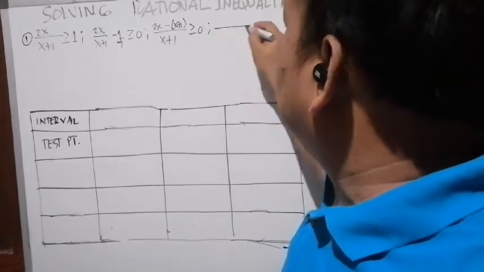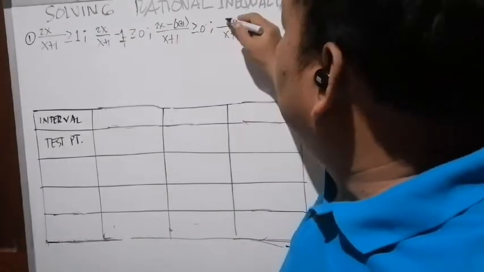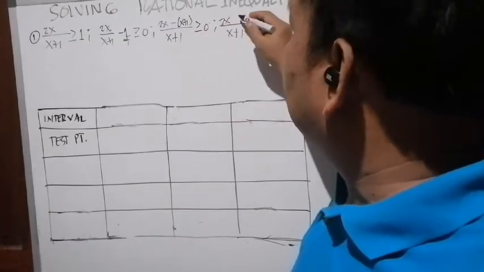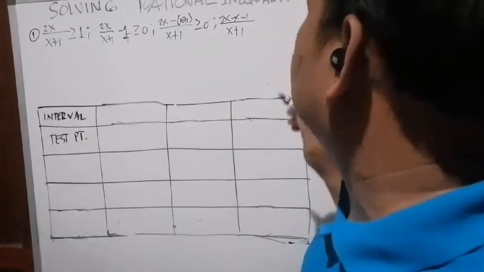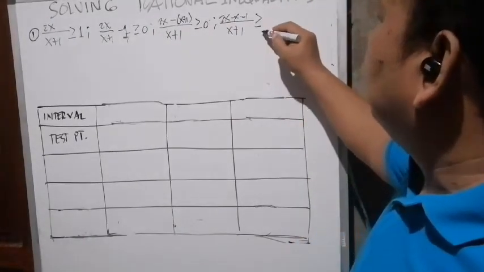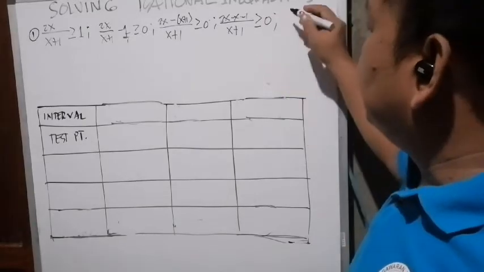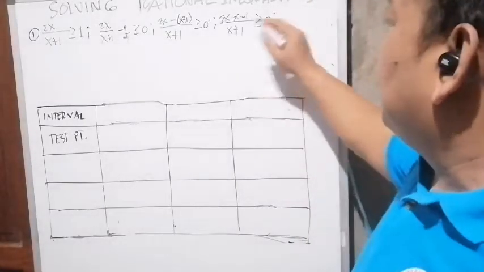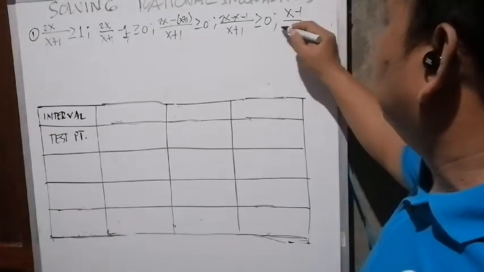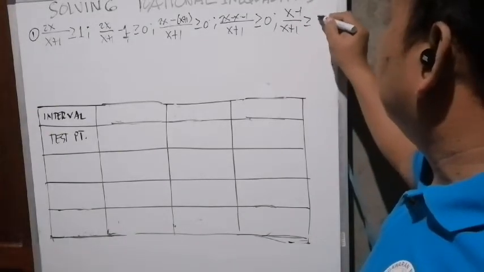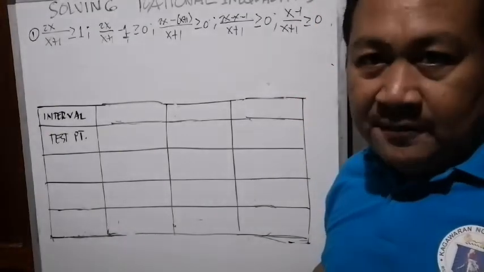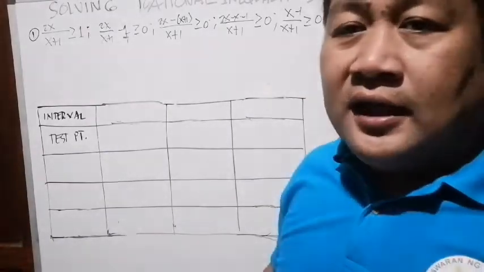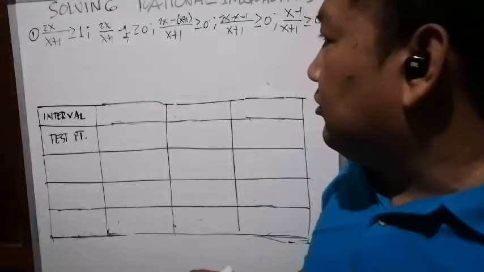And then we simplify it further. We have x plus 1. We have 2x. Distribute minus there. Minus x minus 1 is greater than or equal to 0. And then simplifying it further, we have 2x minus x minus 1 all over x plus 1 is greater than or equal to 0. And then you have to equate the numerator and denominator to 0.